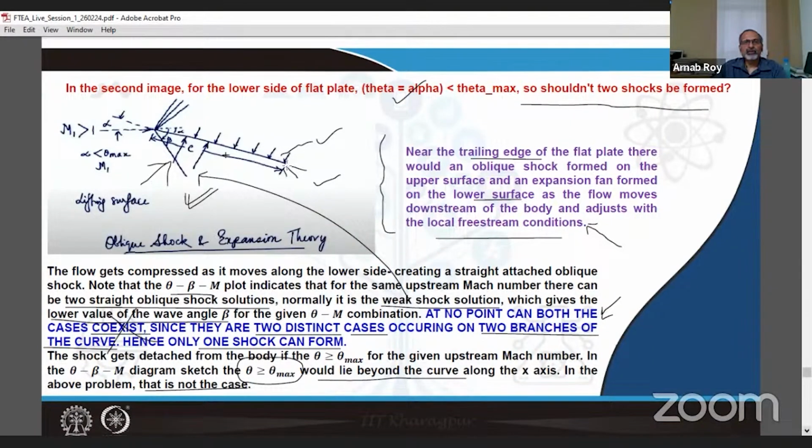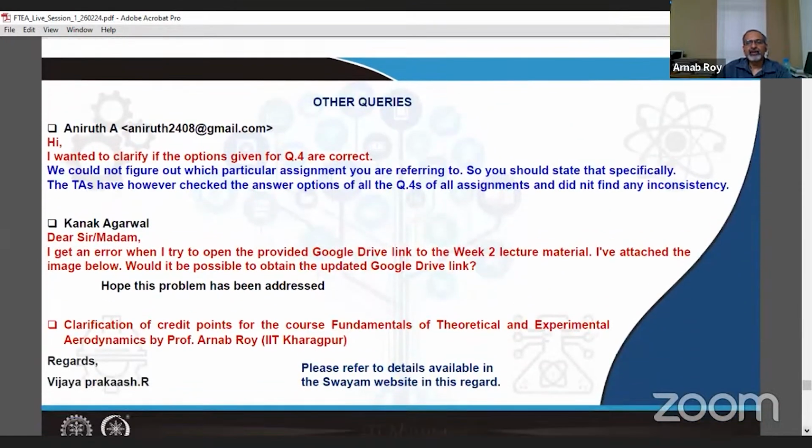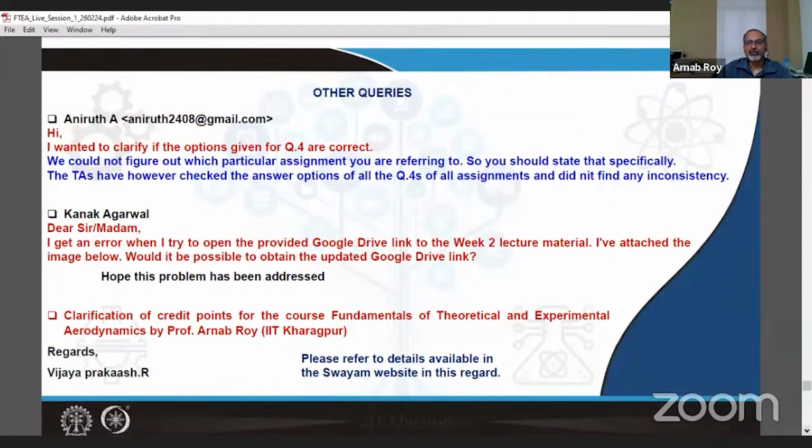You may also recall that there's another feature, a slipstream, which will occur and will act as a demarcating boundary between the upper and lower flows.